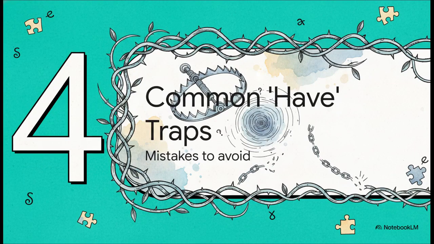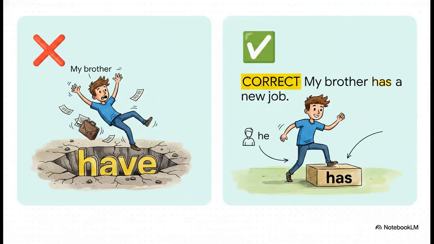Okay, we've got our 3 keys down. Now let's talk about a couple of common mistakes, the have traps. If you can avoid these, you're going to sound so much more advanced. The first trap, and probably the most common one, is just forgetting that has rule. It's so easy to do, but it's not, my brother have a new job. It's, my brother has a new job. Why? Well, my brother is just another way of saying he, right? And for he, she, and it, we always use has.